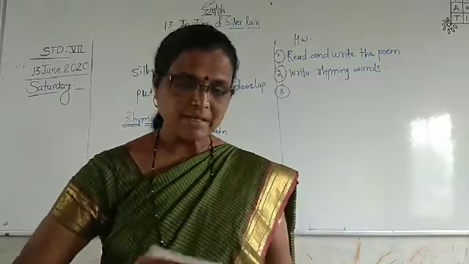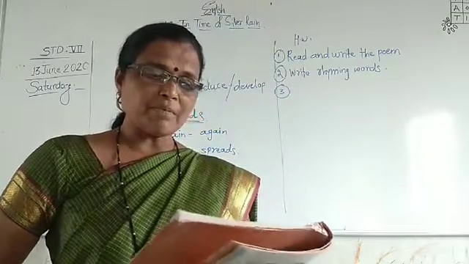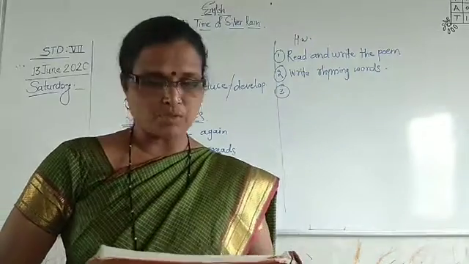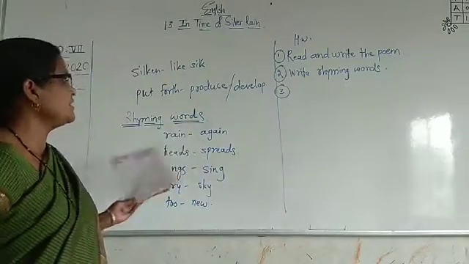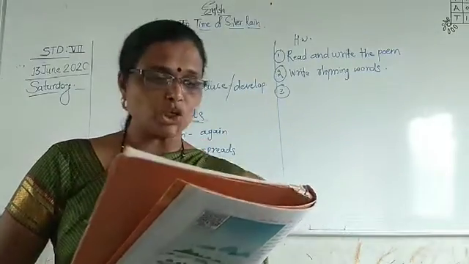Now come on page number 9, English workshop. Find the pairs of rhyming words used at the end of the lines in the poem. We have written over here. This you have to write. Then read the poem aloud using proper intonation.